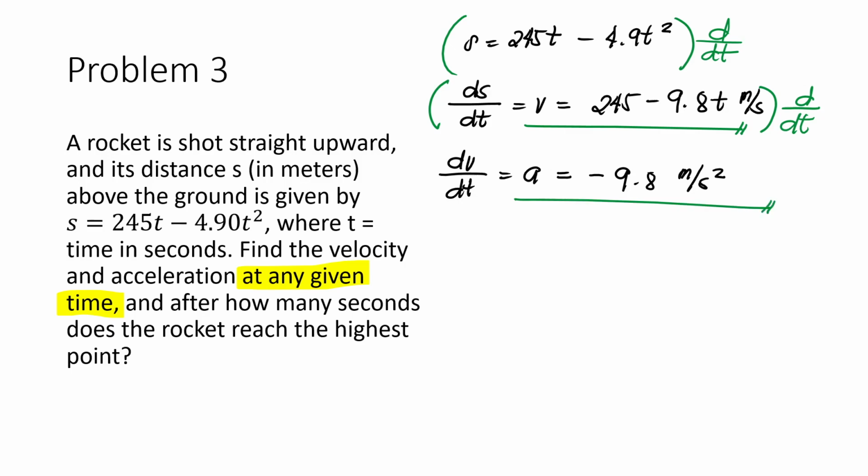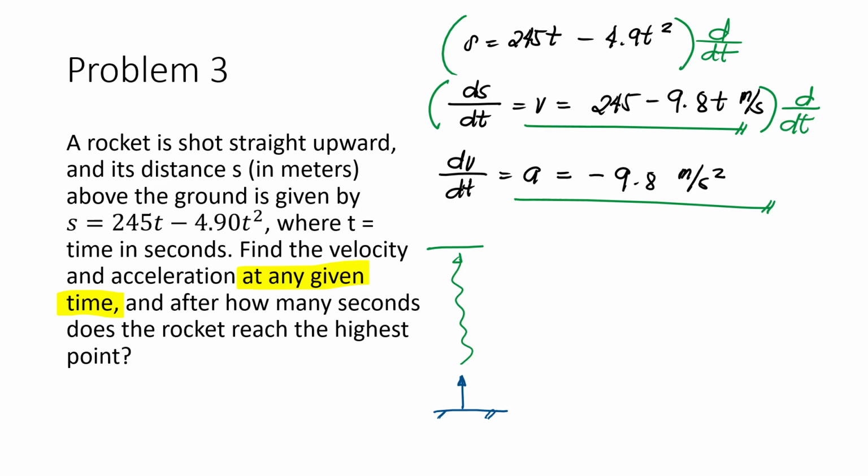So, we already have our velocity and acceleration. The question now is, how many seconds does the rocket reach the highest point? Just to illustrate, let's say this is the ground. Then let's say this is our rocket. It says shot straight upward, so it will go upward up until it reaches a certain point in the air where it stops.